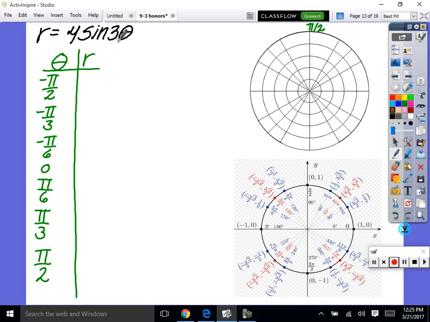So honestly, at this point, it's okay to just use your calculator. Go to your table of values and maybe tell me what some of these are. So negative pi halves. No, let's keep it in degree mode. You know that's negative 90 degrees, right? Oh yeah, let's change it back to degree mode and then make sure our table's set. Do you need me to show you?